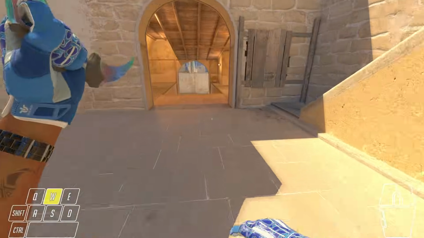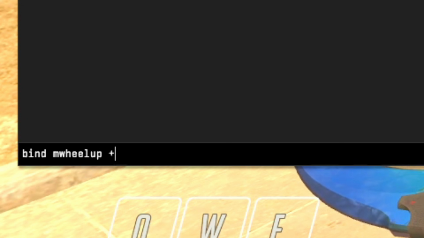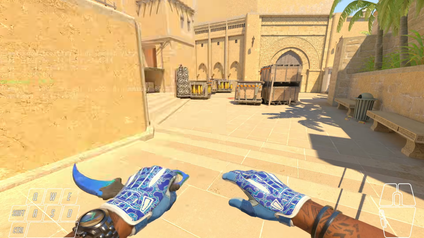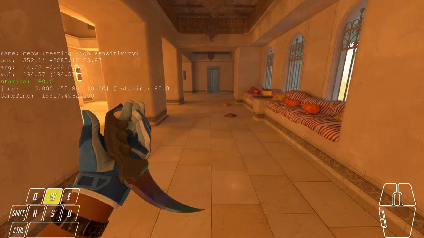I recommend you use this bind. So bind your mouse wheel to jump. You can do up, down or both. And then use the show pause command so we can see how we're doing right over here.